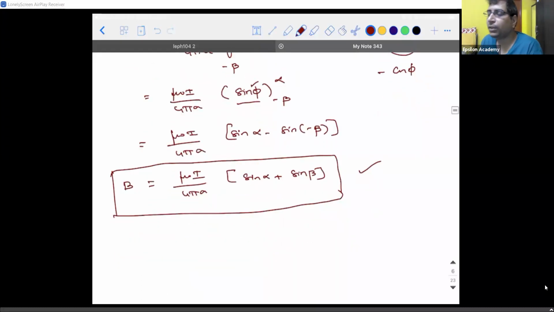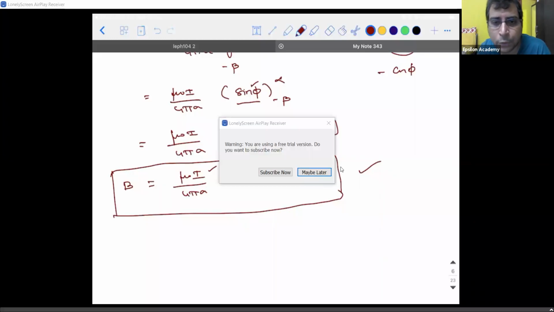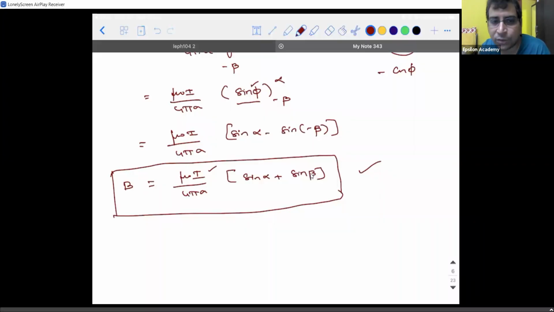So B is equal to mu naught I divided by 4 pi A into sine alpha plus sine beta. If you treat it like a formula, it's so scary, it's so big. Sine alpha plus sine beta, all these things are coming, I need to remember all of them. But if you look at it in a general way, mu naught by 4 pi is a constant, common for everything. The Biot-Savart law itself says it is directly proportional to I, and inversely proportional to A, though actually it should have been A square. But I have A here because we have done all the mathematical operations, that is why you're left with A.